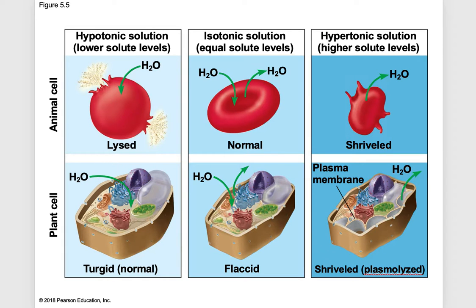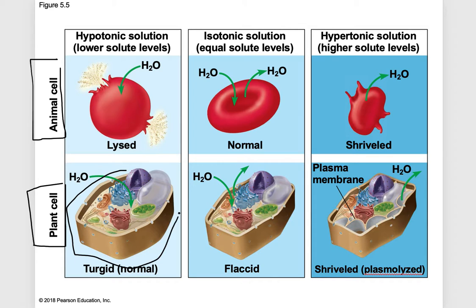Let's look at a picture, which might make it easier to understand. On the top, we have an animal cell, a red blood cell, and on the bottom, we have a plant cell. There are a few key differences between animal and plant cells. One major one is a cell wall. Animal cells do not have a cell wall for extra protection. In hypotonic solutions, water is going to flow inside the cell and then eventually burst.